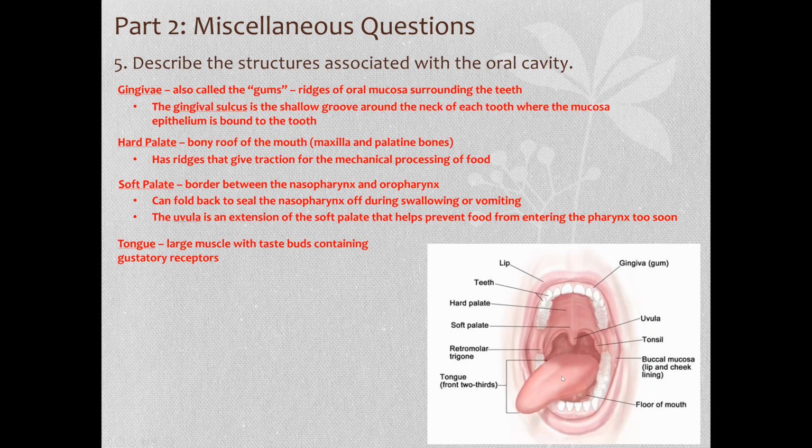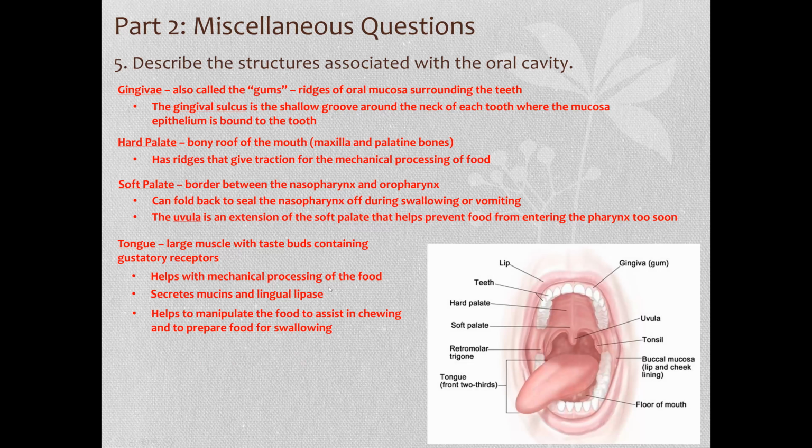The tongue is a large muscle, and on the superior surface it is covered with taste buds, which contain gustatory receptors, as we talked about earlier this semester. The tongue helps with mechanical processing of the food. It also secretes mucins and lingual lipase. It helps to manipulate the food to assist in chewing and to prepare food for swallowing. And it provides sensory analysis, so touch, temperature, and taste of whatever is in your mouth.